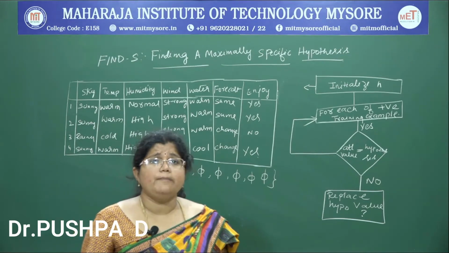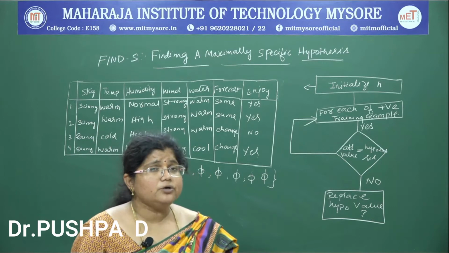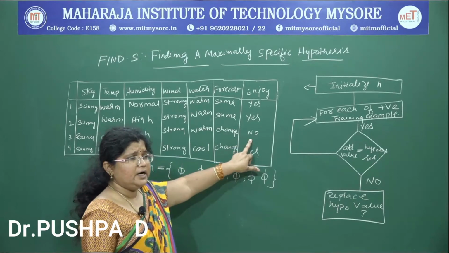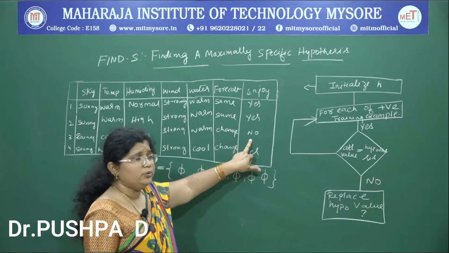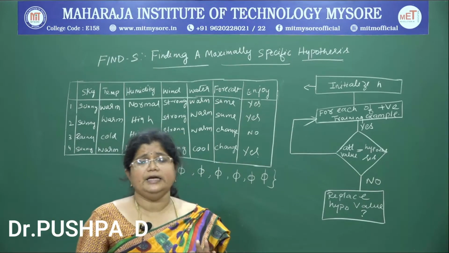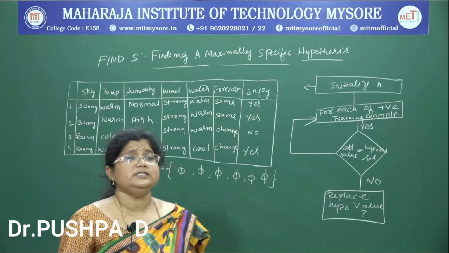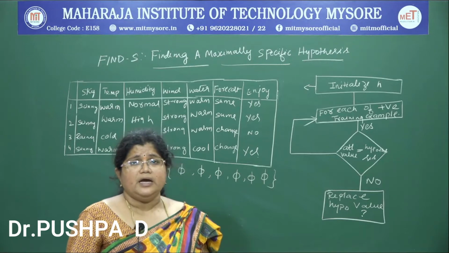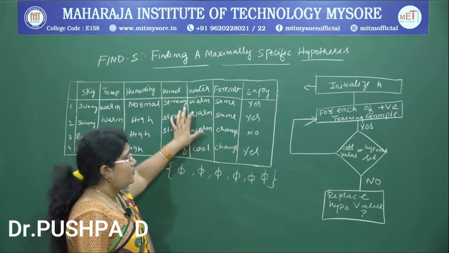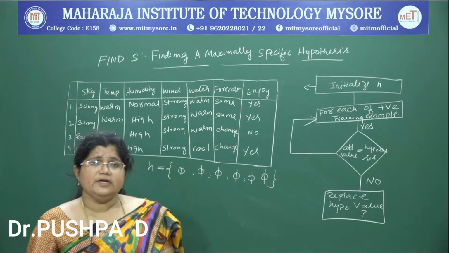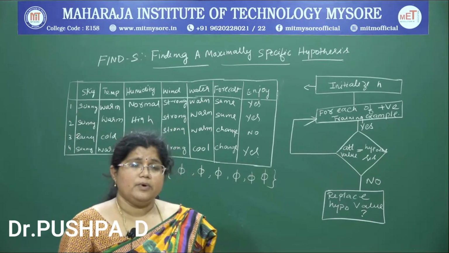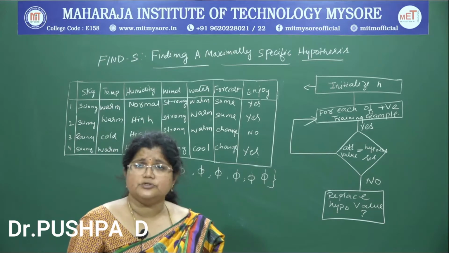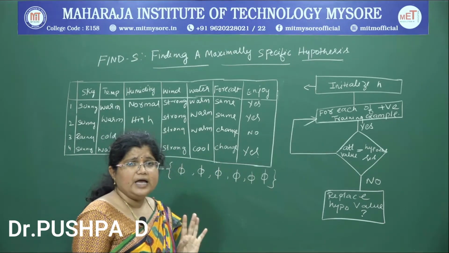So, here the one drawback of the Find-S algorithm is it is not going to address the negative training examples. Suppose you just look at here, the third row, the target concept here is no. The no is indicating it is a negative. So, the Find-S algorithm is not going to address the negative training example. It is only going to take the positive training examples for the derivation of a hypothesis. So, now let us look at how this Find-S algorithm is going to work for this particular training example.